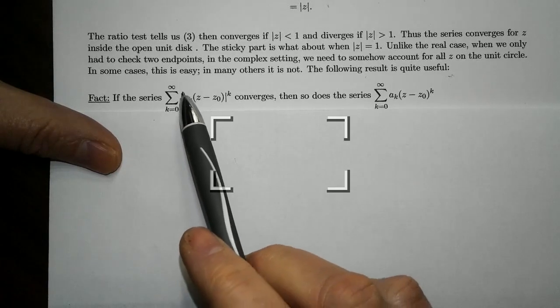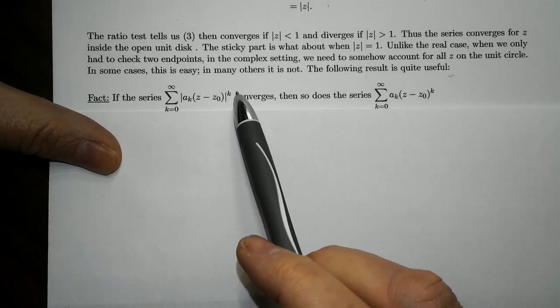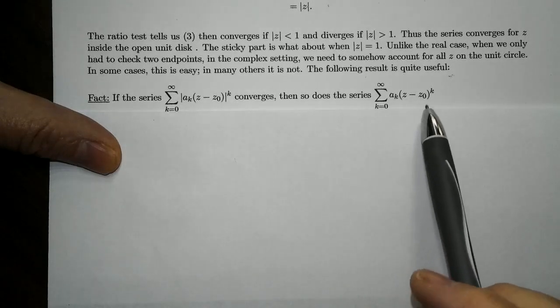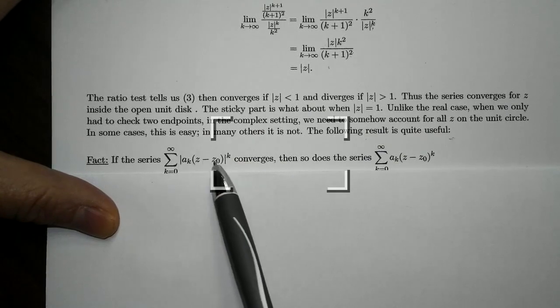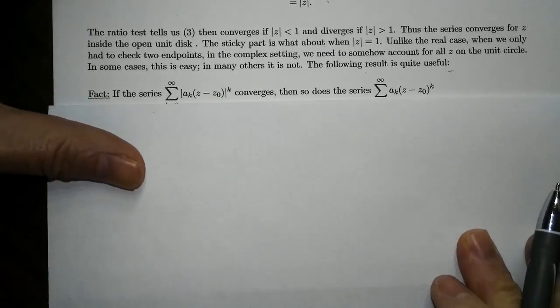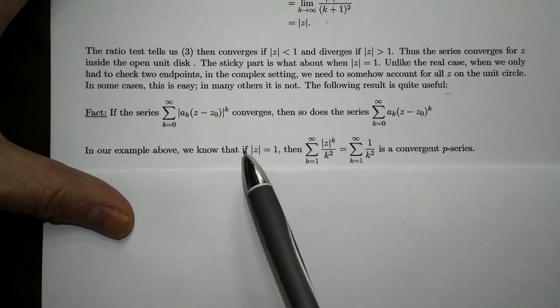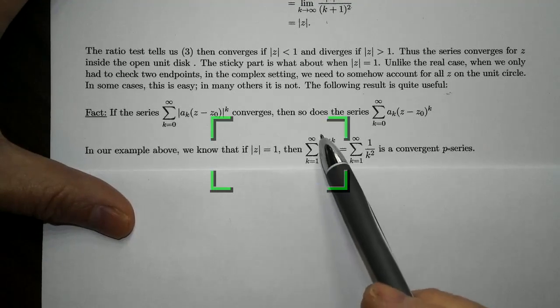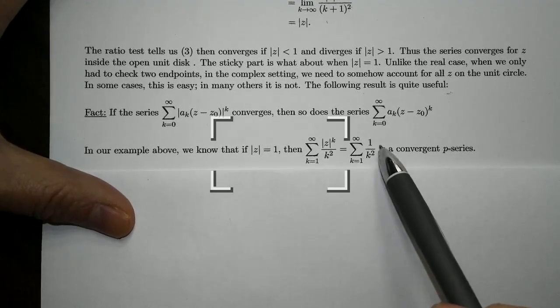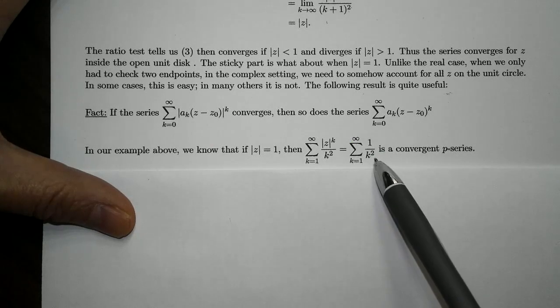Let's say we have a power series and we put the modulus around the terms that we're adding. If that series converges, then so does this series. The terminology we're using is that this series converges absolutely, which may be a term you recall from calculus. So let's apply that here. In our example, we know that if the modulus of z is 1, then we get this 1 over k squared. That's a convergent p-series.